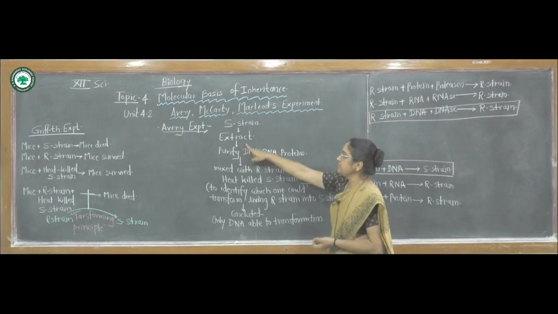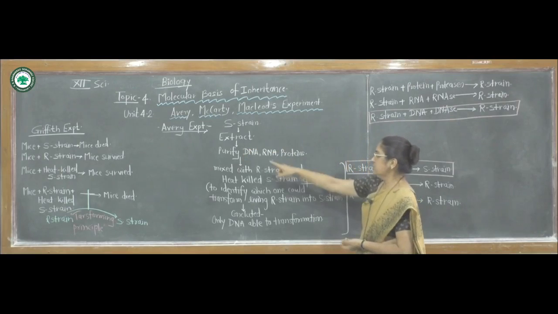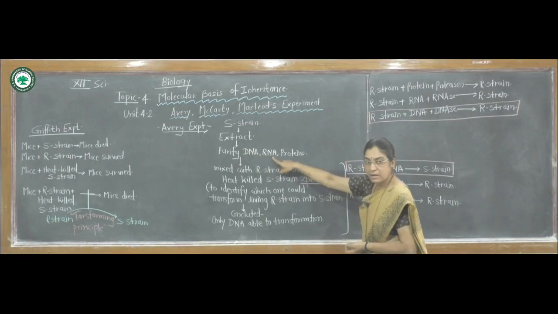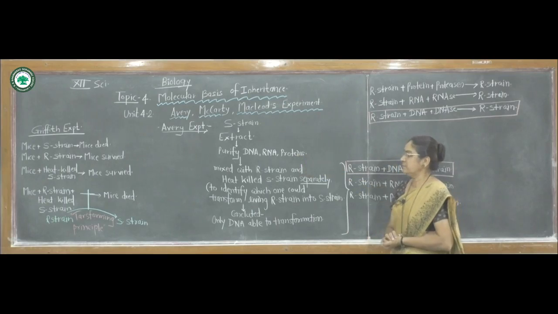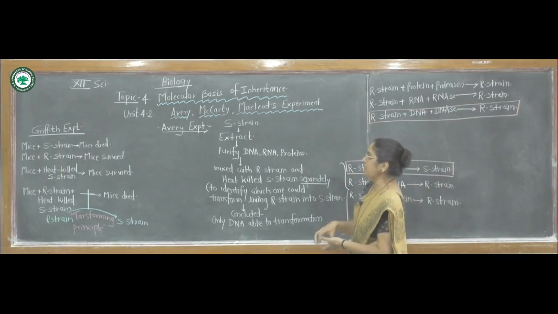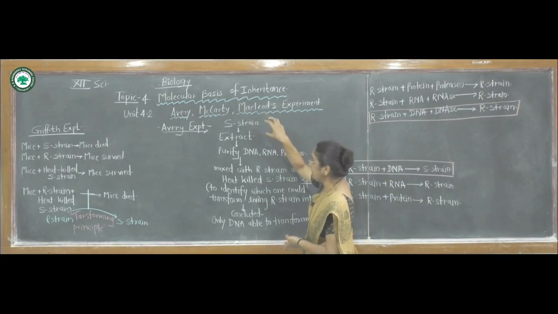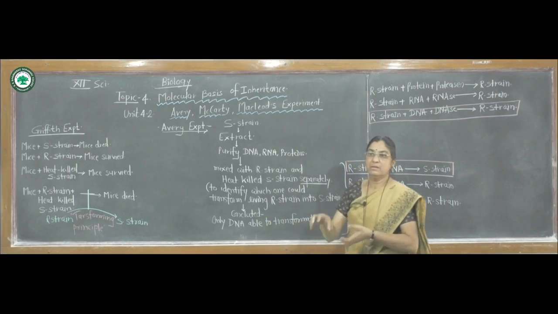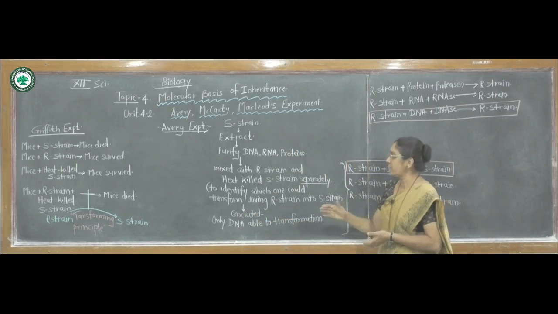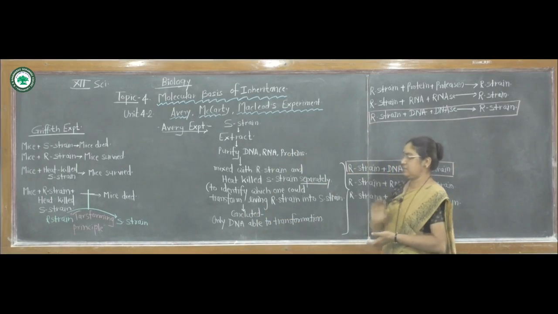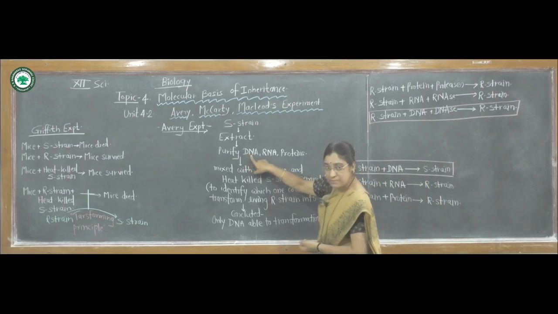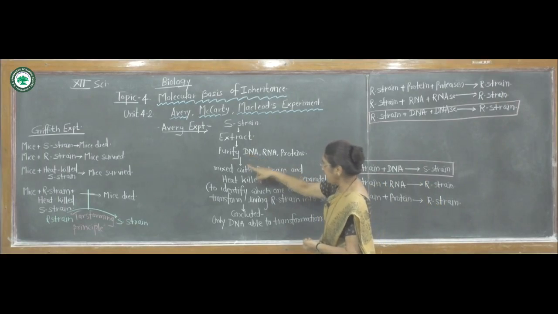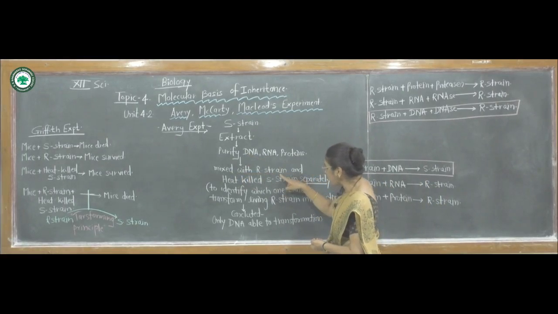From the extract of the S strain bacteria, Avery purified DNA, RNA, proteins and some other substances like carbohydrates, etc. So from the S strain bacteria, Avery isolated separately DNA, RNA, proteins, carbohydrates, etc. And then each isolated substance was mixed with the R strain and the heat killed S strain bacteria.